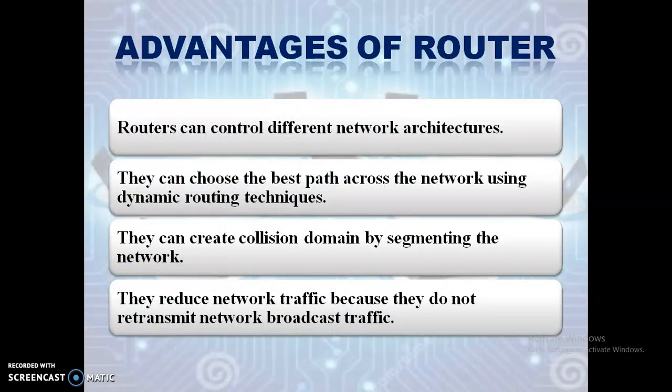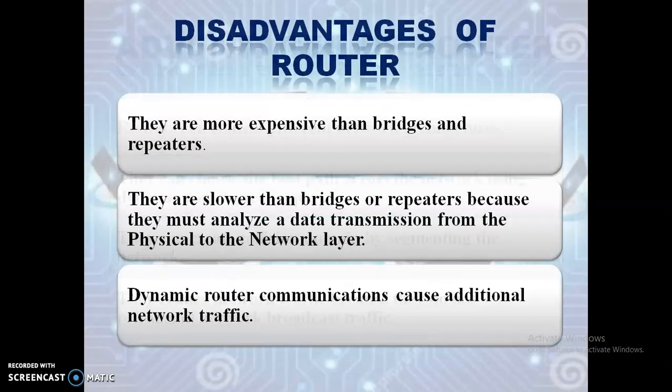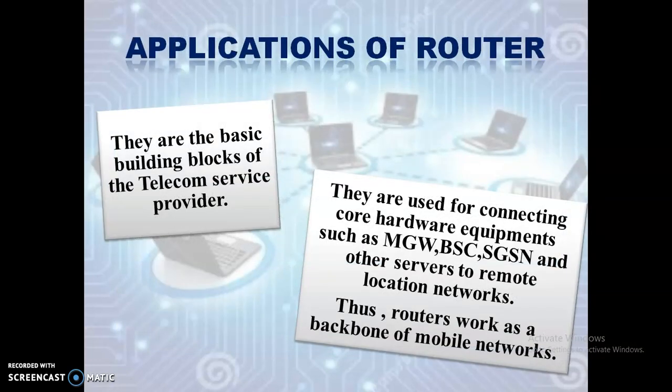Routers can control different network architectures, but they are more expensive than bridges and repeaters, and they are slower than bridges and repeaters because they must analyze the data transmission from the physical layer to the network layer of the OSI model. They are the basic building blocks of the telecom service provider, and they work as the backbone of mobile networks.